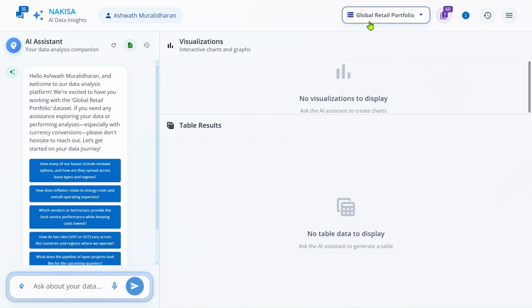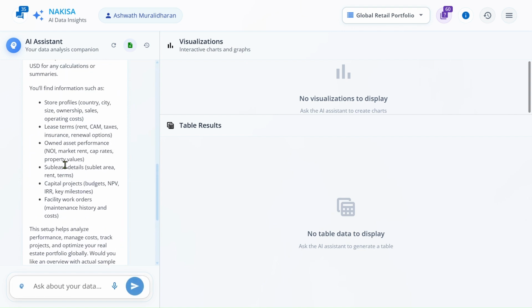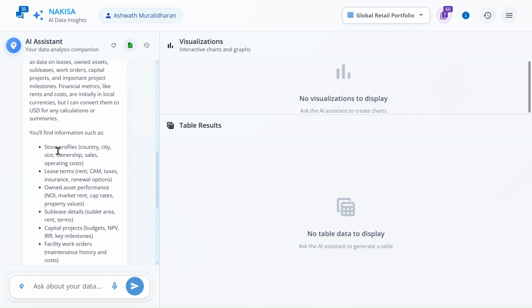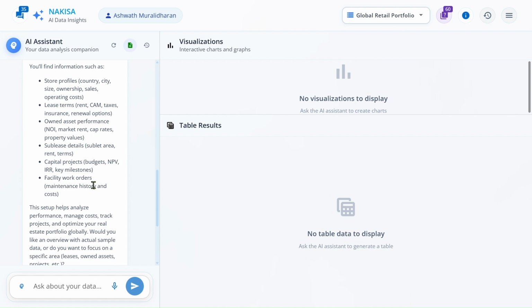So first, let me start with "explain this data set to me" so I can get a contextual understanding of what this data set contains. All right. So if I go through this explanation, it says I have store profiles, lease terms, asset performance, including rent, NOI metrics, cap rates, etc. for my owned assets. There are some subleased assets. I have capital projects and facilities work orders as well.